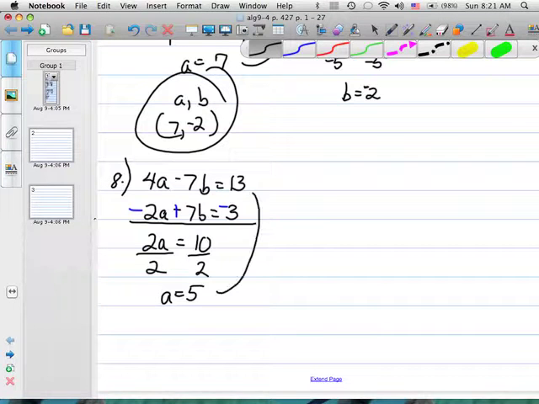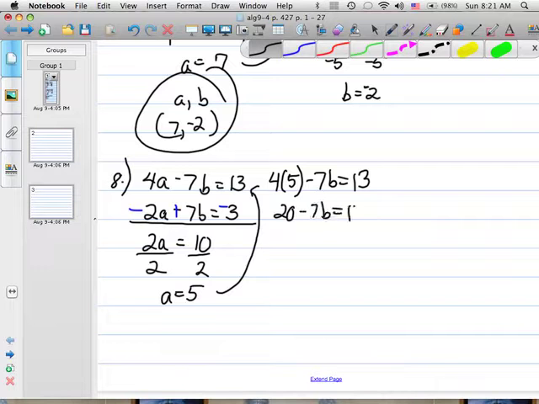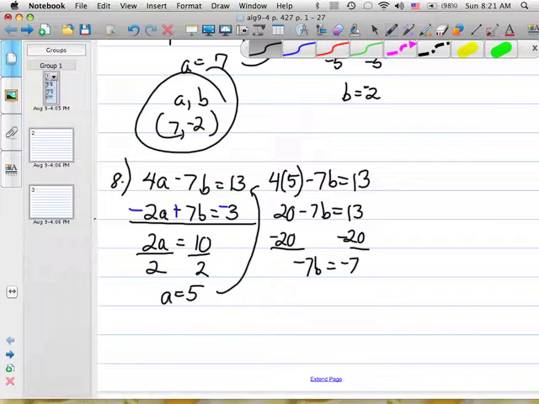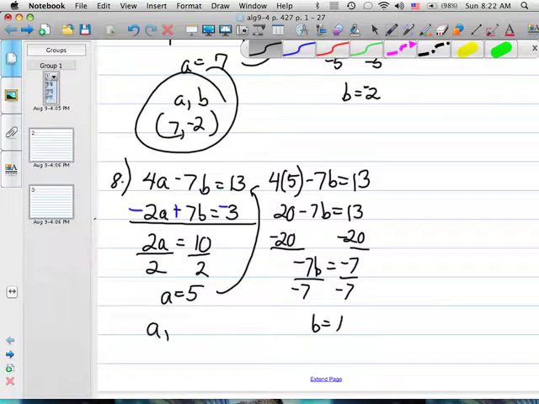Substituting that back in, we'll use the first equation. 4 times 5 minus 7b equals 13. So now we have 20 minus 7b equals 13. Subtract 20 from both sides. We get -7b equals -7. Divide by -7, and b is 1. So our ordered pair is A, B, so it'd be 5, 1.